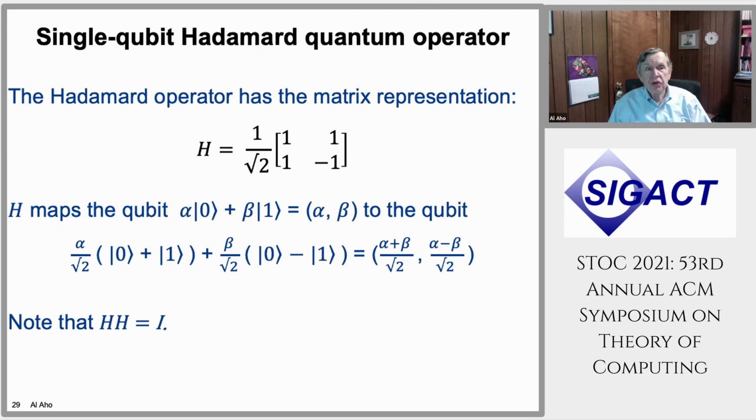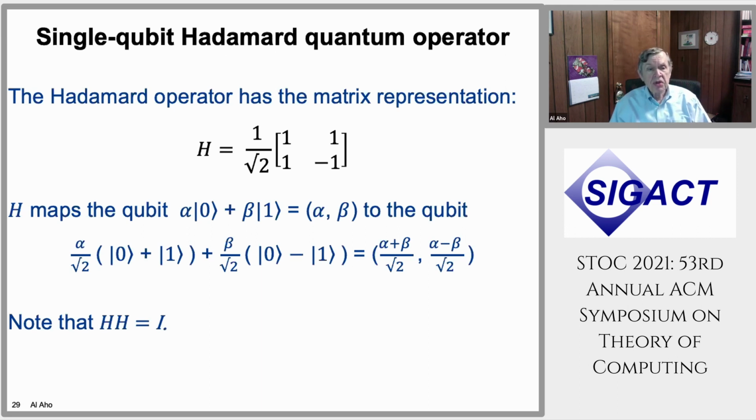One very useful operator is the Hadamard operator, which has the matrix representation shown there. And what the Hadamard operator does is it just rotates a unit vector representing the state of a quantum mechanical system. And I've shown what happens to the qubit alpha ket 0 plus beta ket 1 when you apply the Hadamard transform to it.